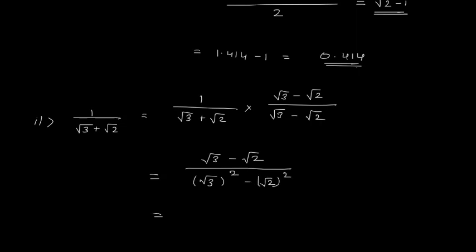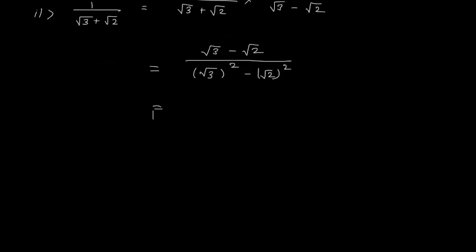So this will become root 3 minus root 2 whole divided by root 3 squared, which is 3, minus root 2 squared, which is 2. So this becomes root 3 minus root 2 in the numerator, and denominator 3 minus 2 is 1. So root 3 minus root 2.